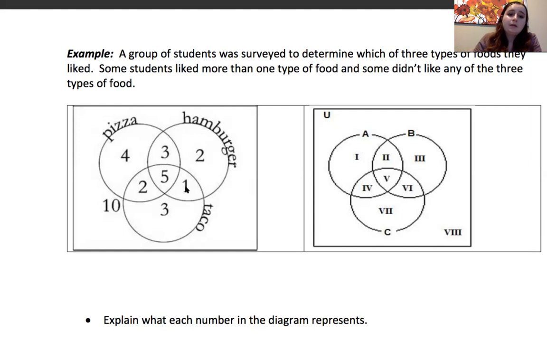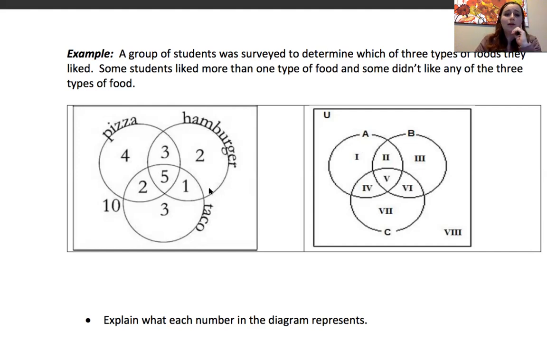These people here with the 3, 5, and 1, they like other foods. It's okay to like other foods. All I asked was about hamburgers. Do you like a hamburger? Yes or no? And these 11 people said yes, they like hamburgers. So that's what you have to think about.